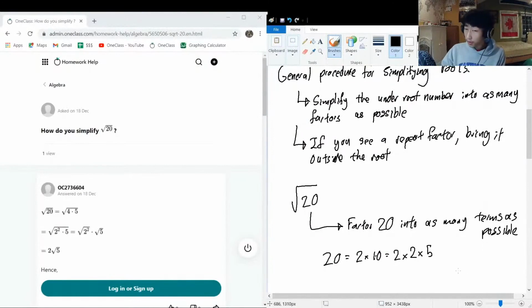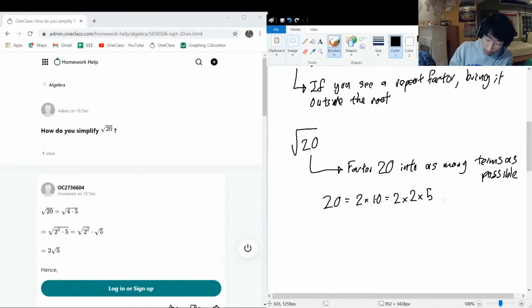So we can put this whole thing under the root: 2 times 2 times 5. Let's put that under the root. And this is completely equivalent to what we had before. Before we had 20 under the root, now we have 2 times 2 times 5 under the root.